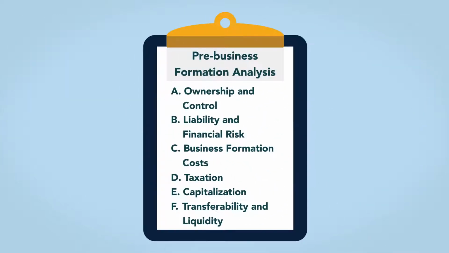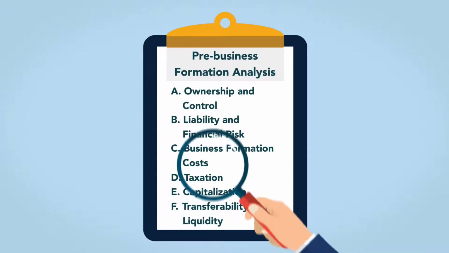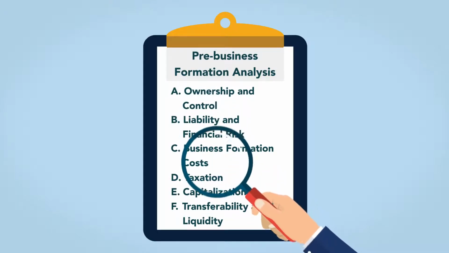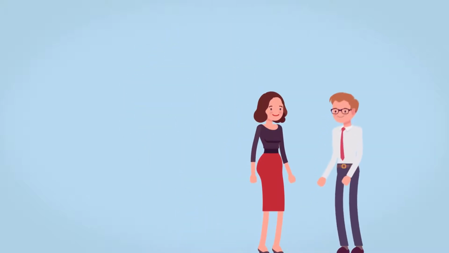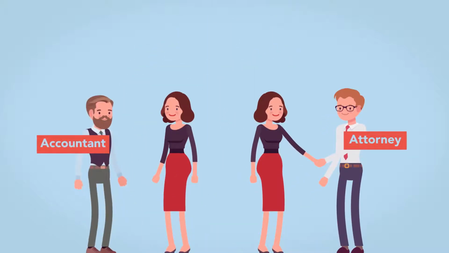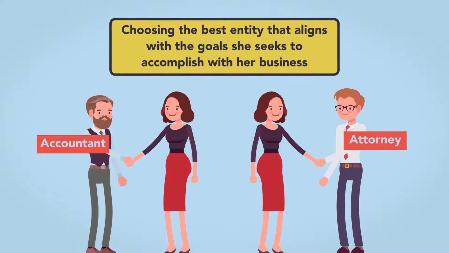All 6 of these factors are interrelated and impact one another, so none of them should be considered in a vacuum. In addition to analyzing these 6 factors during the analysis, an entrepreneur should consult an attorney and accountant for guidance on choosing the best entity that aligns with the goals she seeks to accomplish with her business.